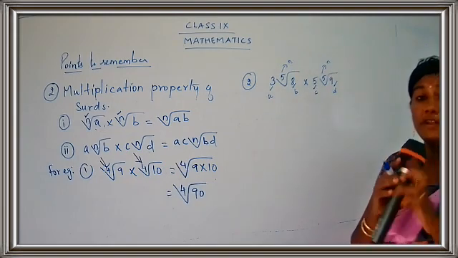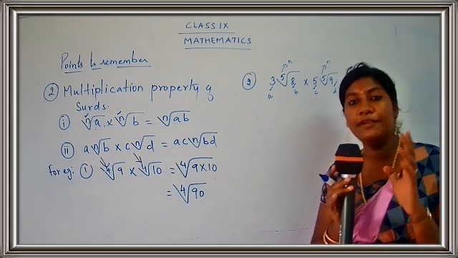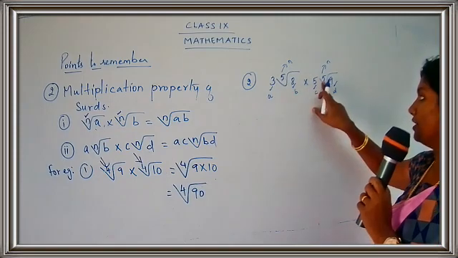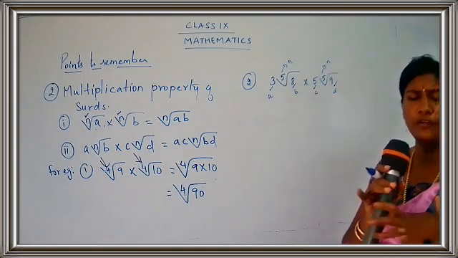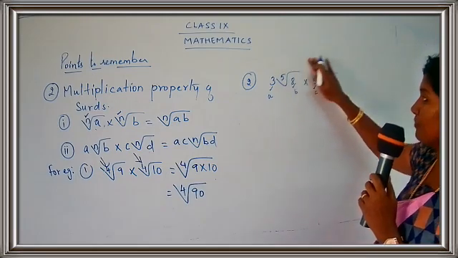So I have told you that whenever you are going with the multiplication of a surd, remember that you should have the same root. So what is the root here? It's 5. What is the root here? It's 5. So no problem. If you have the same root, you can go with the multiplication of surds. So let's see how to multiply.